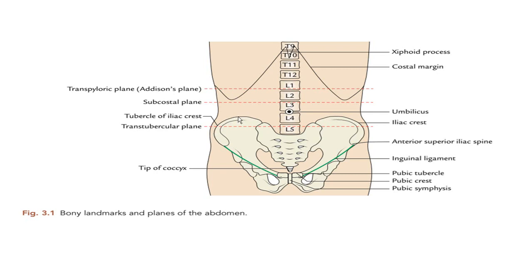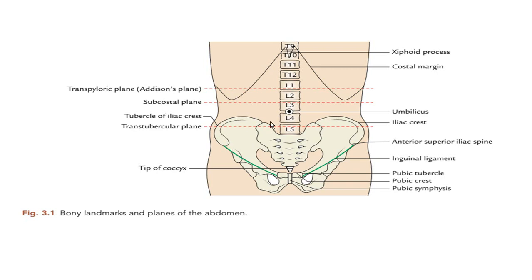Another landmark of the anterior abdominal wall is the iliac crest. It forms the lower limit, as mentioned earlier, of the anterior abdominal wall at the side and can be traced forward to the anterior superior iliac spine.